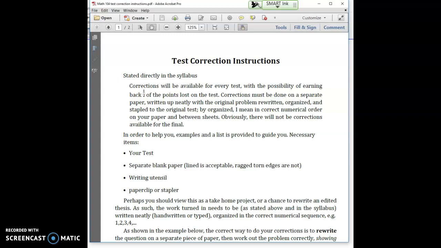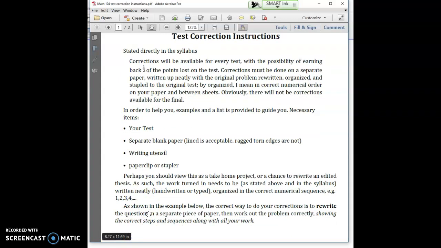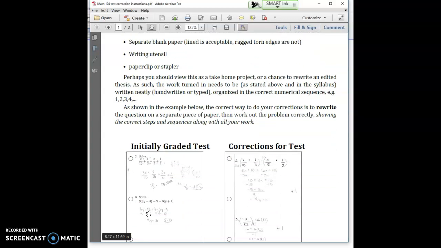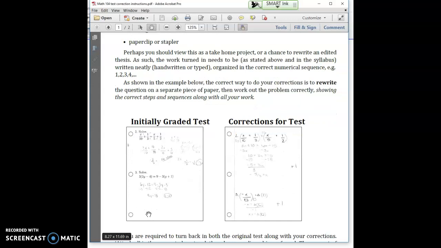Please make sure that you understand that when you are doing test corrections, you will take a look at your test, see the questions that you got wrong, then get a separate piece of paper. This is very important: a separate blank piece of paper. You will rewrite the problem from the test and then you will solve it correctly. Make sure that you do it this way because this is how you receive half the points.